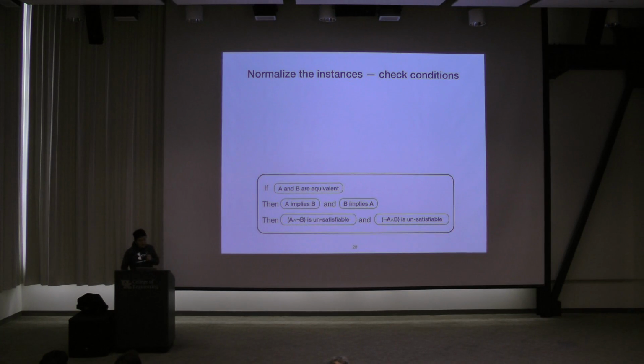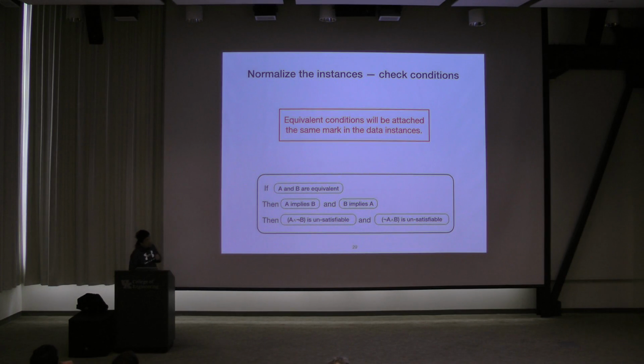So here is how we judge the equivalence. If A and B are equivalent, then we know A implies B and B implies A. Then A and not B is unsatisfiable, and not A and B is unsatisfiable. So here we transform the equivalence problem into a satisfiability problem, which can be solved by an SMT solver. And finally, equivalent conditions will be attached the same mark in the data instances for normalization purposes.